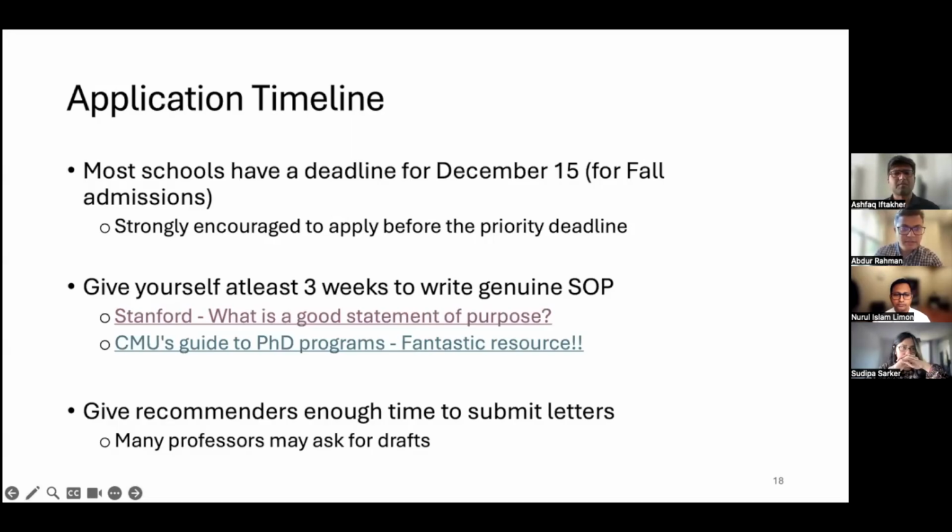And yeah, when you are crafting your SOP, Ashfaq has mentioned, I think, two links that you can find very resourceful, especially the Stanford link, this one.